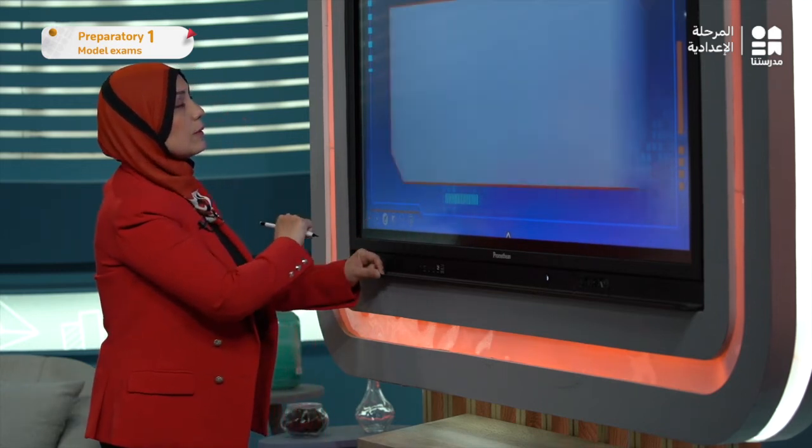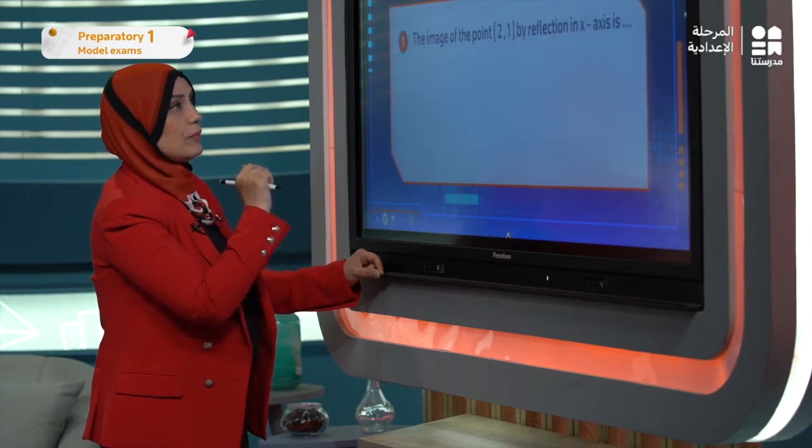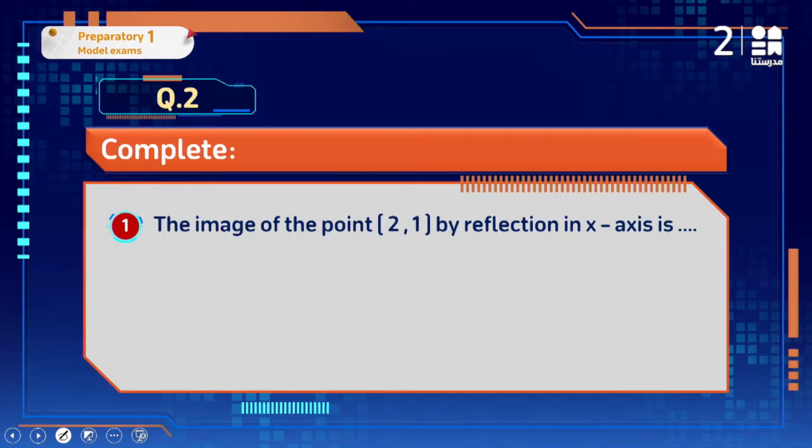Question 2, complete. The image of the point (2, 1) by reflection in the x-axis. What is the rule of the x-axis? Keep x as it is and change the sign of y. This one will be -1. So it is (2, -1).